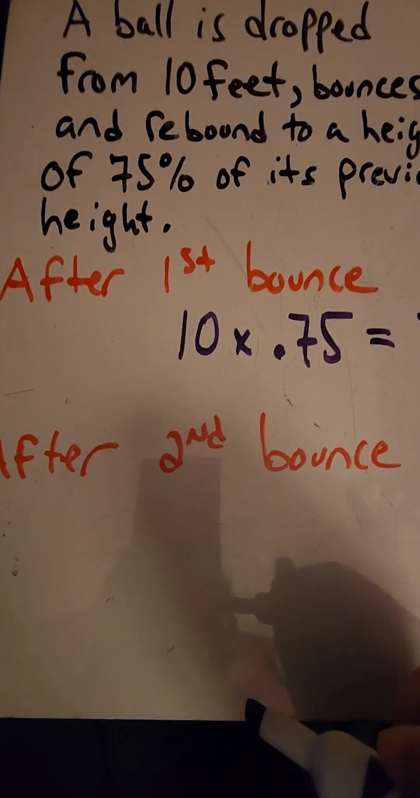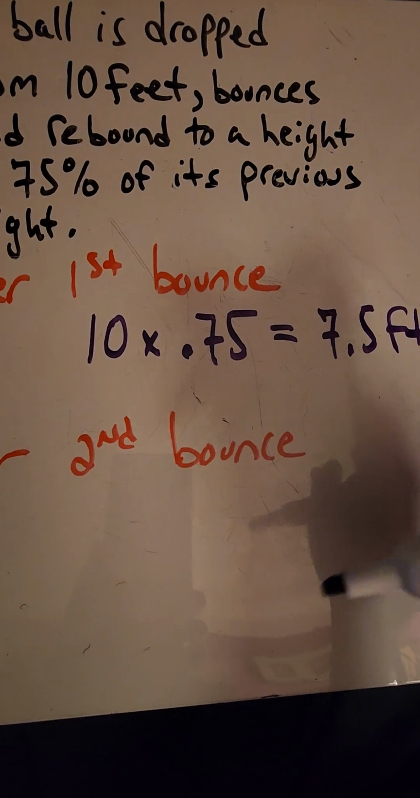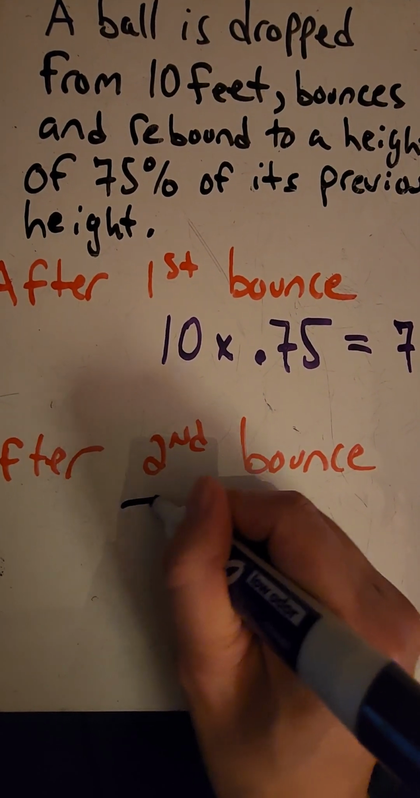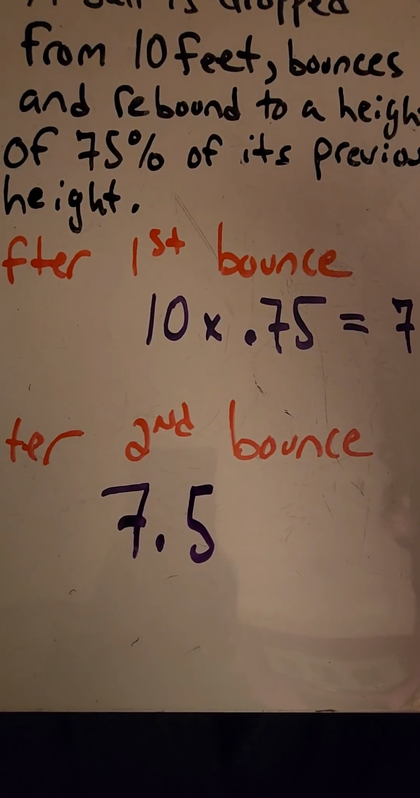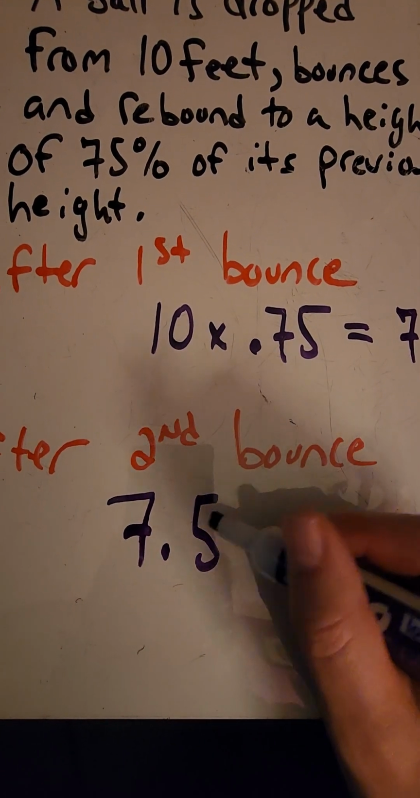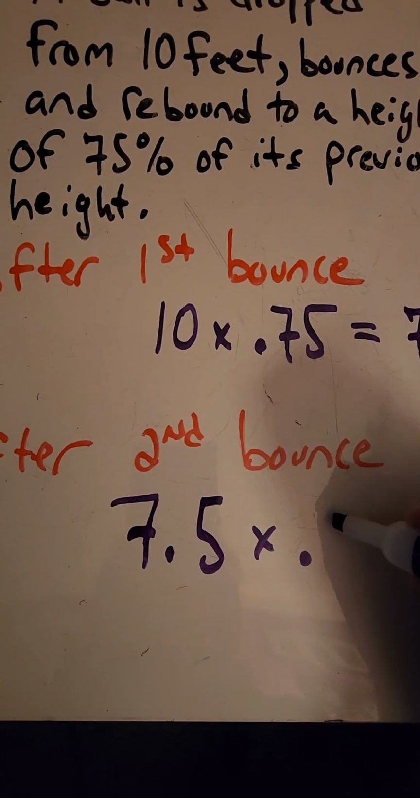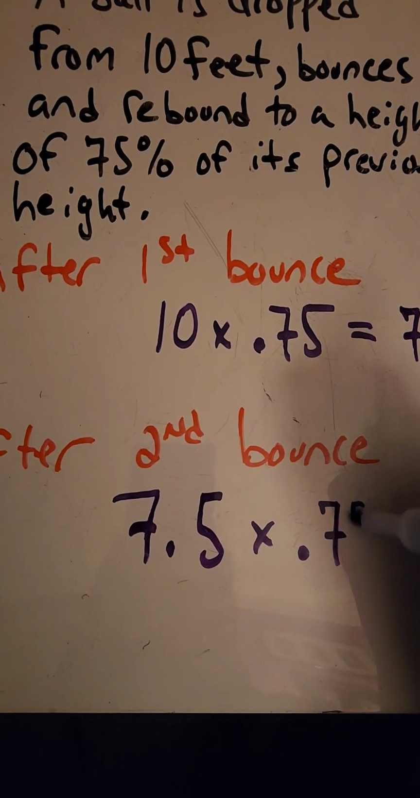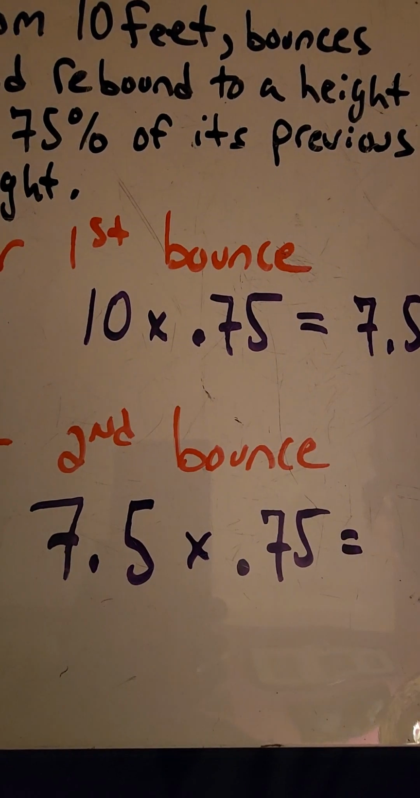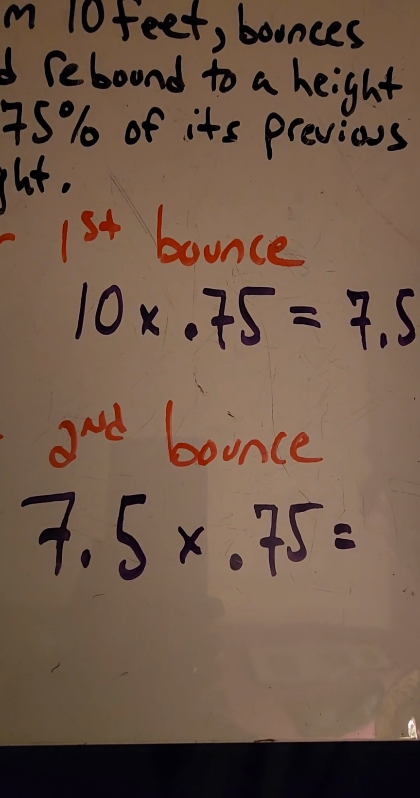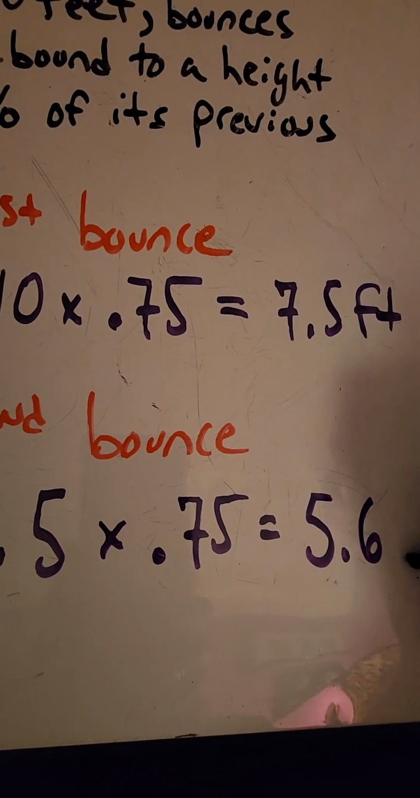Now we get to the second bounce. It's already bounced once, and it reached a maximum height of 7.5 feet. For the second bounce, the previous maximum height was 7.5 feet, so it's going to be 7.5 times 75% again, because it's 75% of the previous height. We multiply those two together, 7.5 times 0.75, and we get approximately, I'll round, 5.6 feet.